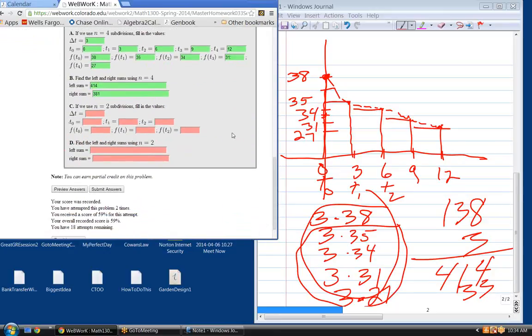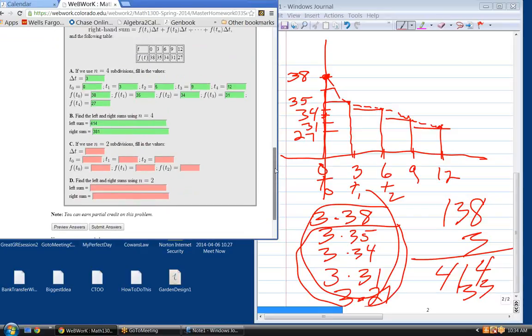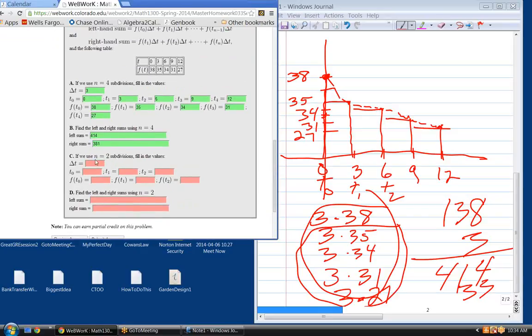Use n equals 2. Delta t is what? Remember delta t was 3 when we used n equal 4. So yeah, delta t is going to be 6. What's t sub 0? Be 0, 6, and 12. So then I guess f is 38, 34, 27.